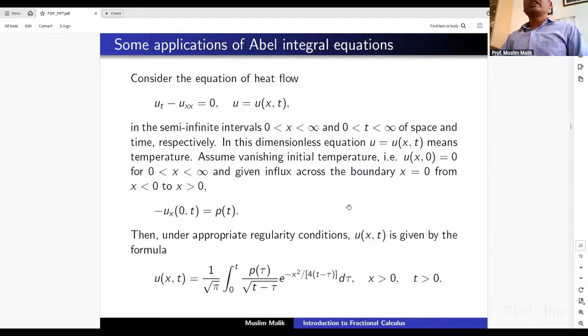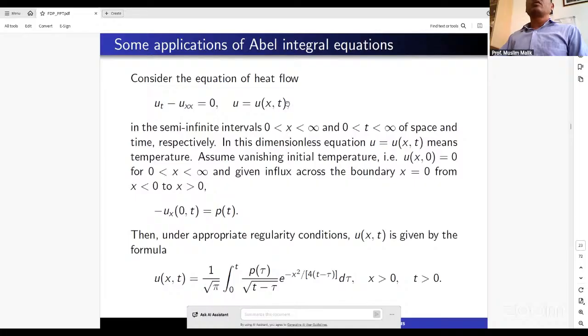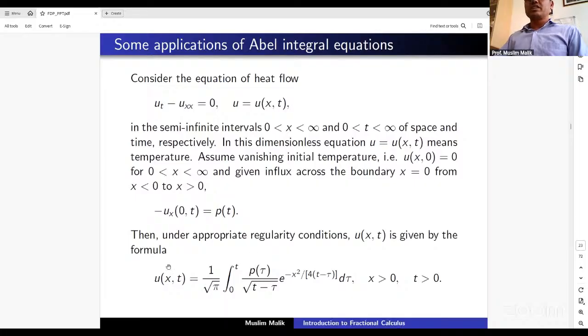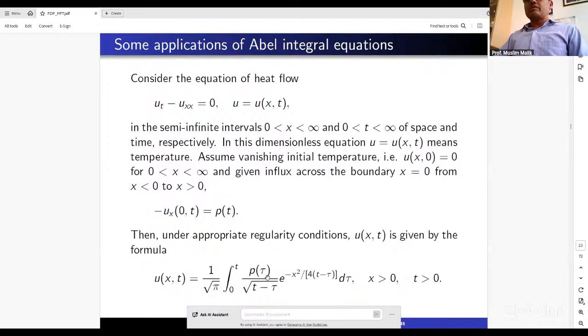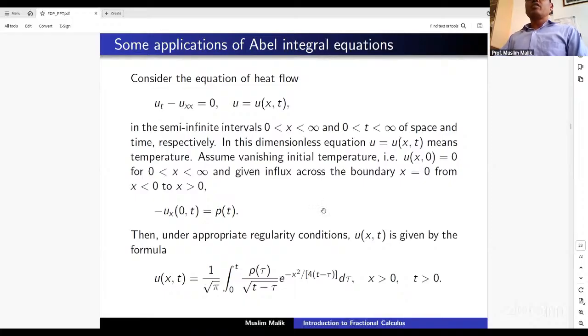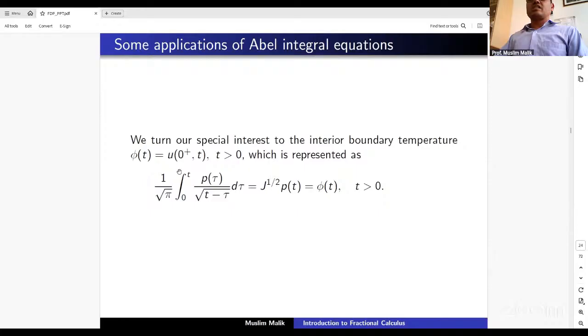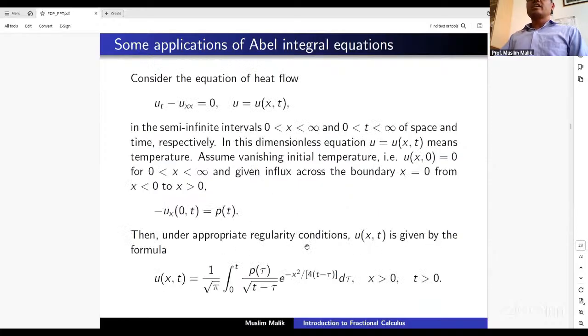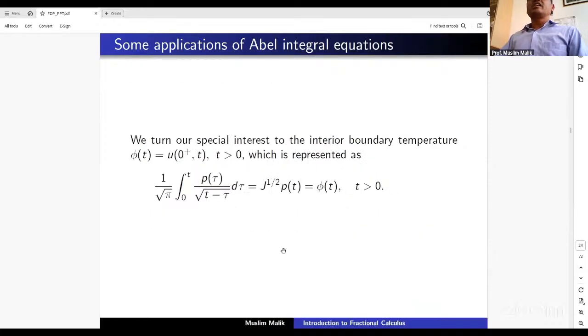Here is also the application in the heat equation. And what is the heat equation? We can find the solution of this equation in this form. This is the fundamental solution of the heat equation, and in this way we can apply the fractional integral theory and find the solution. If anyone has any question till now, then please ask.